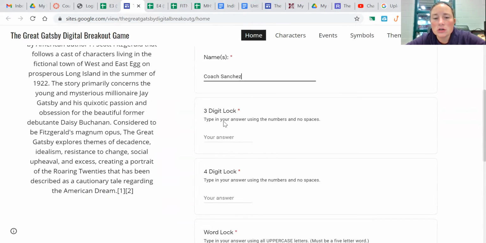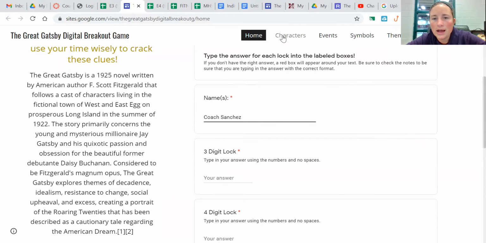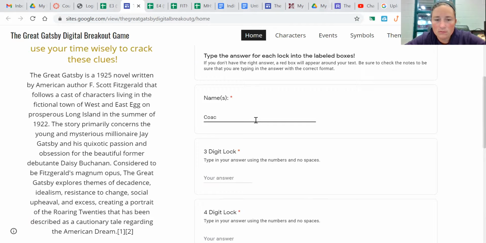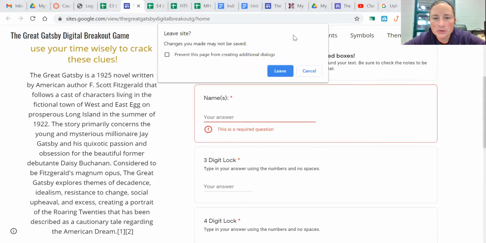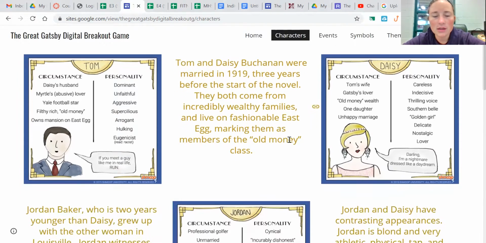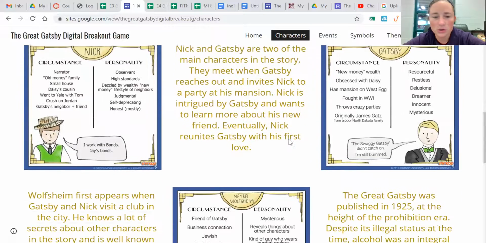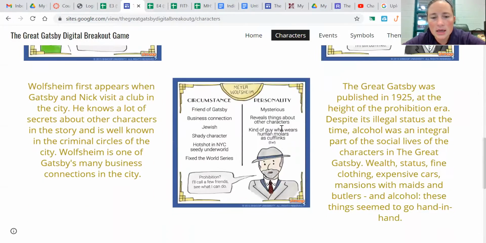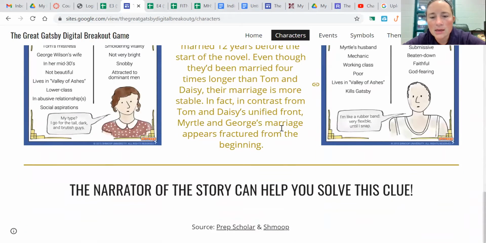and with each lock, it goes with a tab. Okay, so if you click on characters, this is where you will find your first clue. You kind of have to read through everything on the screen in order to find your clue. So scroll down, read all this, and when you scroll down, you may notice a clue.